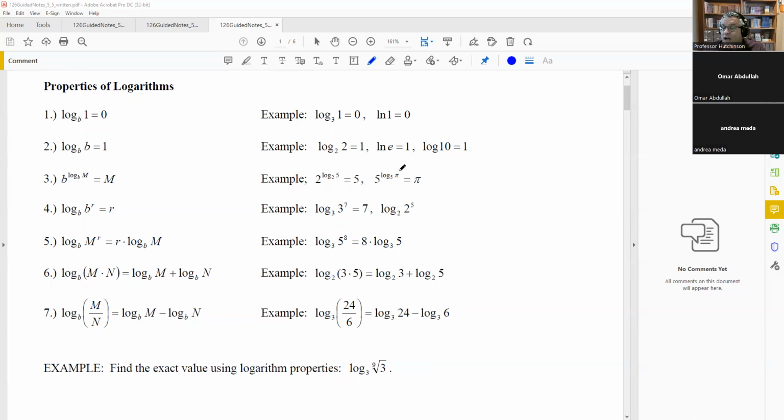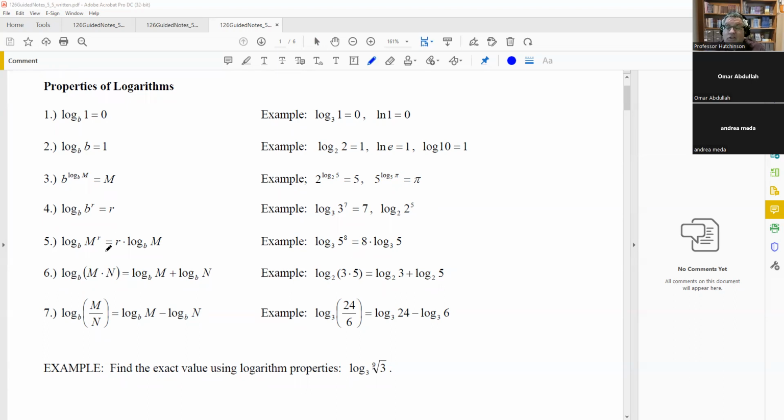5 raised to log base 5 of pi, that's this pi. Whatever is after the log, that's what you get for that one. These next ones here, if you have log base b of b raised to the r, you get r for the answer. So if I have log base 3 of 3 to the 7th, you're just going to get 7. If you have a 2 and a 2 here, then you just get the exponent left over on that part.